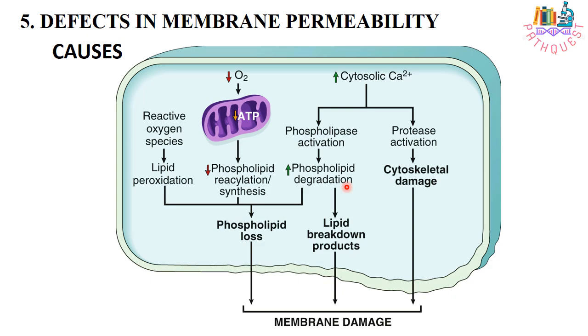Increased phospholipid degradation results in accumulation of lipid breakdown products, which again cause damage to the cytoplasmic membrane. Increased cytosolic calcium results in protease activation, resulting in cytoskeletal damage and damage to the membrane.